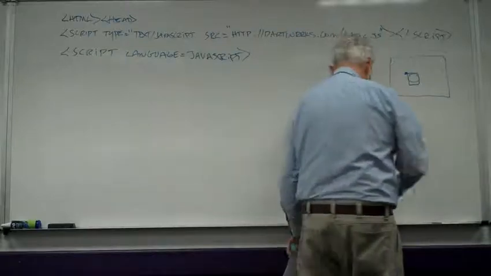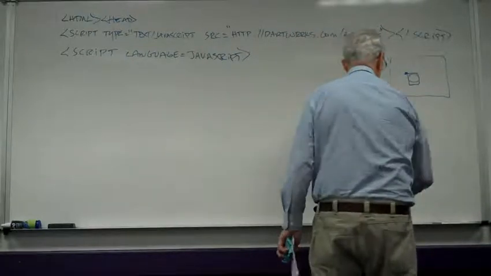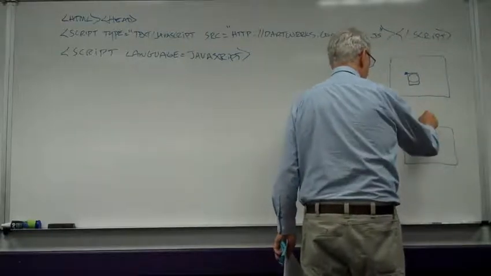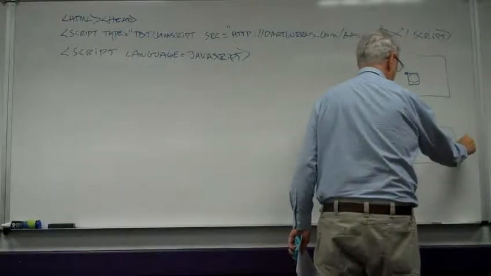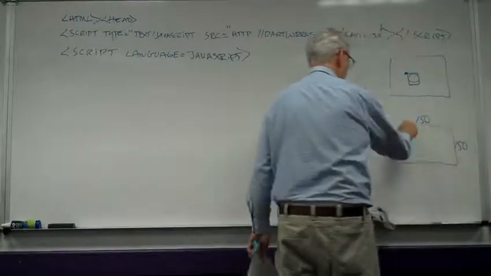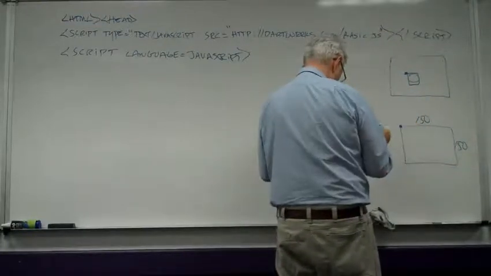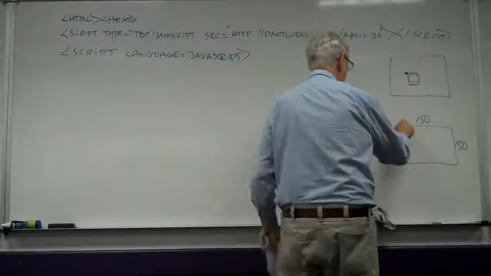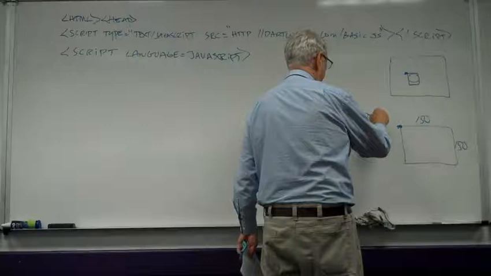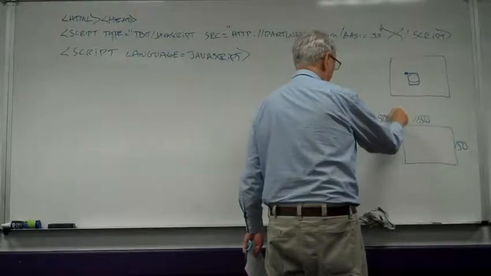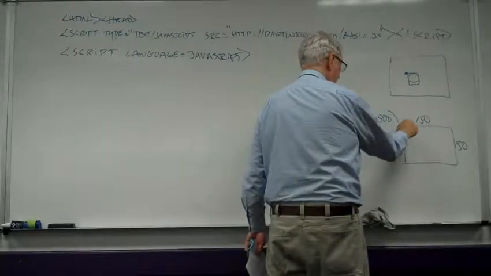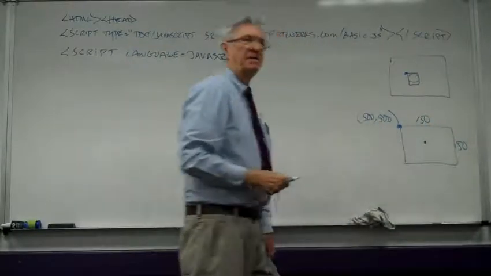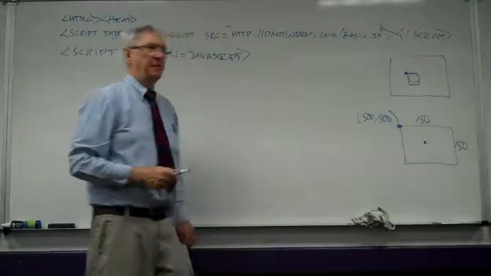So for example, let me ask you from our previous class, if you knew that this guy right here was 150 by 150, that's how big it was, 150 pixels by 150 pixels, and its location right here was 500, 500. That's the x and that's the y. If that's this point right here, what would the coordinates of the midpoint be? Think before you yell.